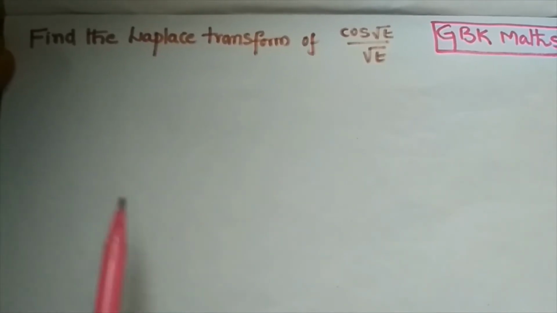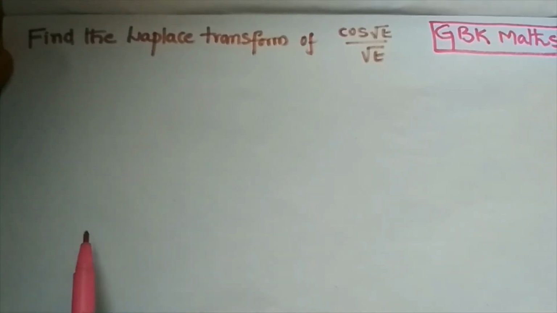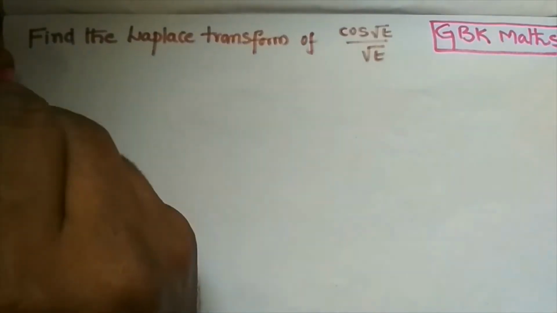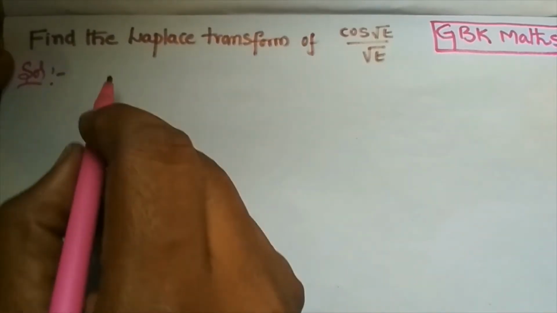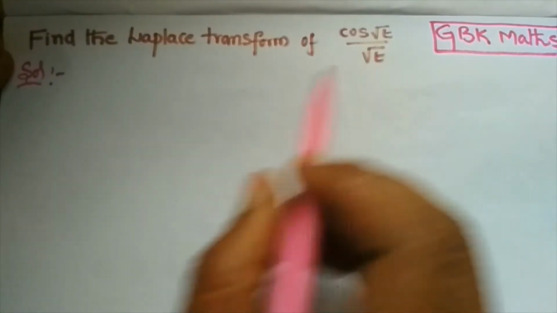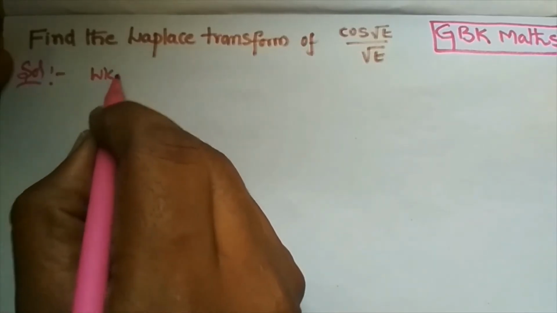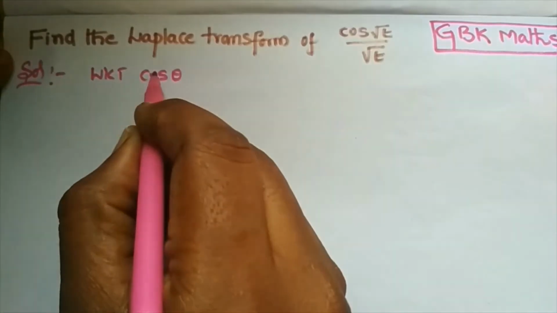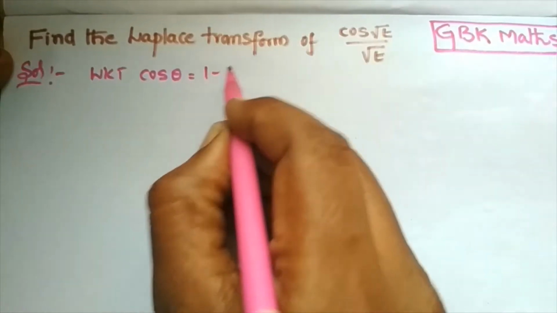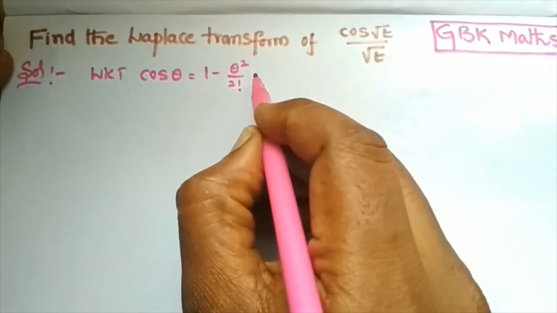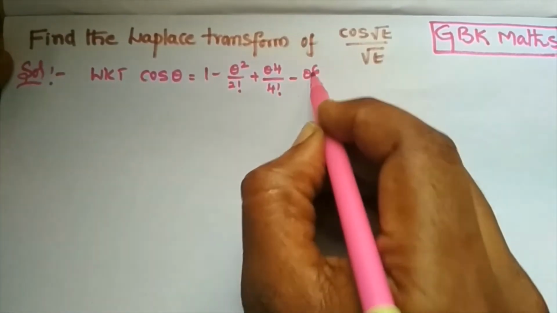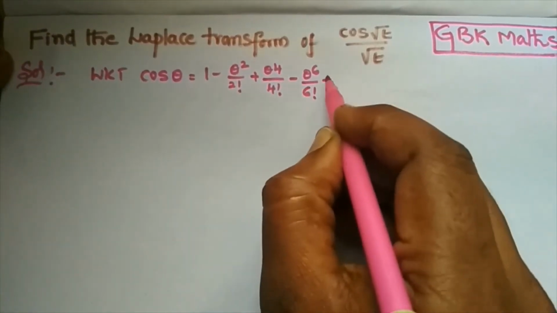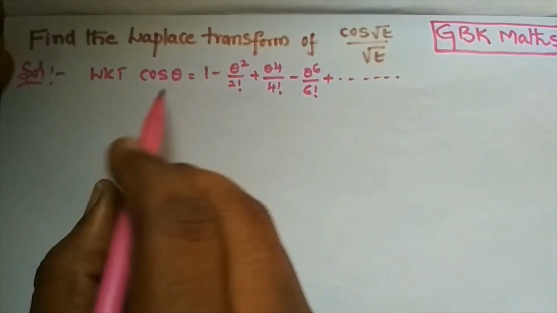Now I am taking another problem: the Laplace transformation of cos root t by root t. Solution. Before we solve this one, we know one formula: cos theta is equal to 1 minus theta square by 2 factorial plus theta power 4 by 4 factorial minus theta power 6 by 6 factorial plus and so on. This is the standard formula of cos theta.